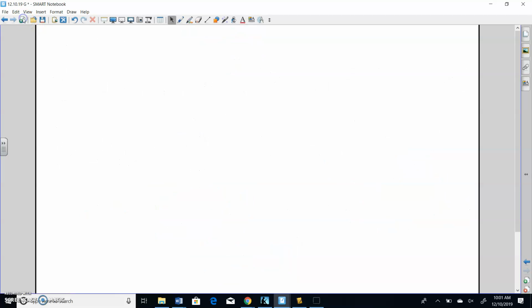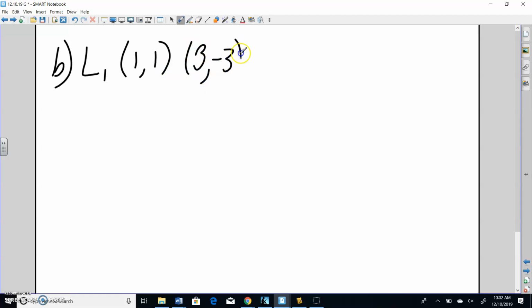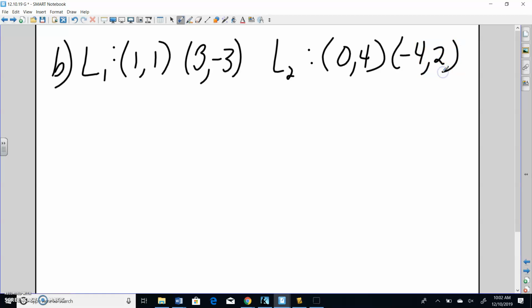Let's do another one. Here are the 2 points. 1, 1. Oops, let me identify this as line 1. Line 1 would be 1, 1. And 3, -3. And then line 2, the points on it are 0, 4. And -4, 2.